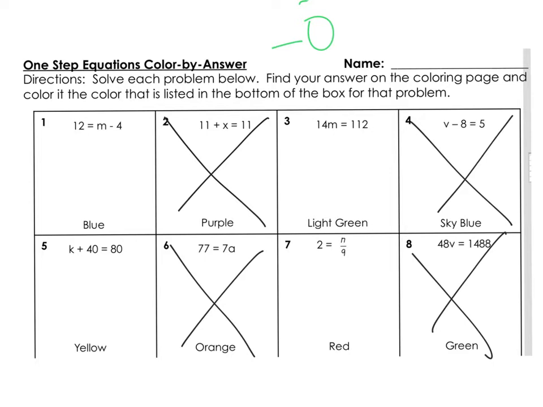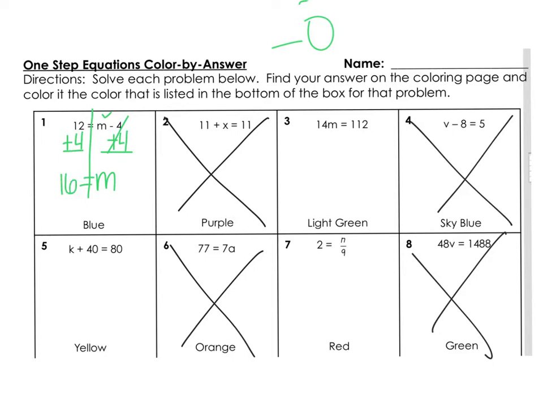Okay? So the first one, number 1, said 12 equals m minus 4. If I draw my line down the middle, I'm saying, okay, m minus 4, I have to get that m by itself. So I'm going to do the inverse operation, which would be to add 4 to both sides. If I was at negative 4 on a number line and I added 4, that would put me at 0. So this part's just going to cancel and leave me with m equals 16.